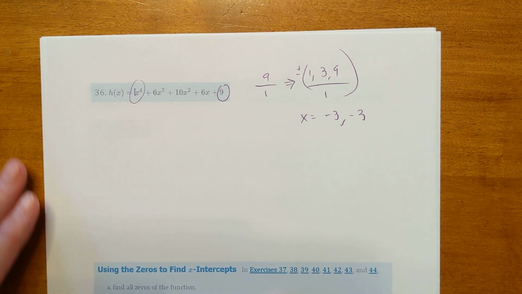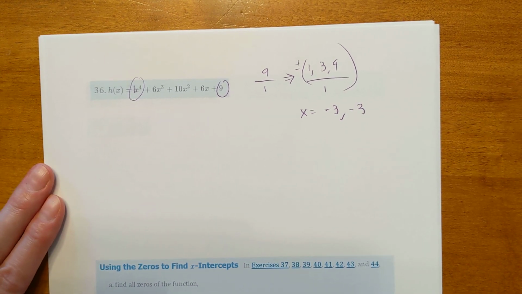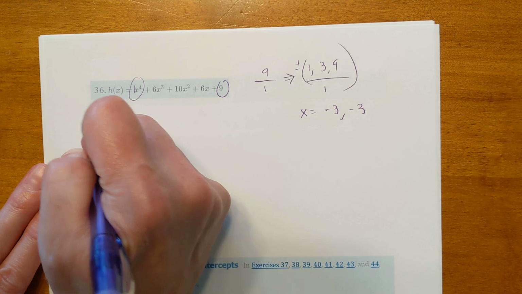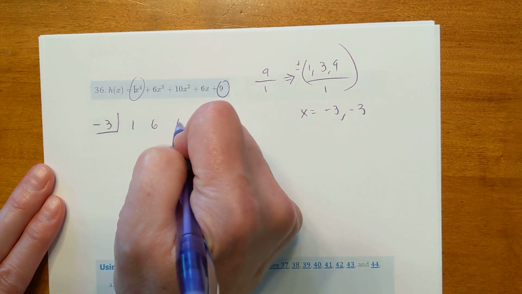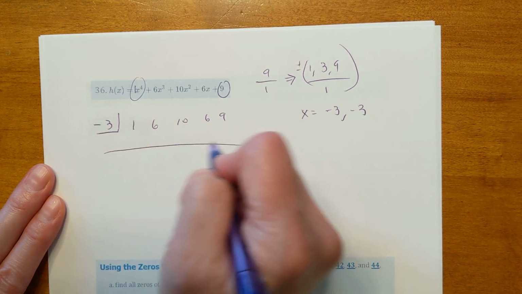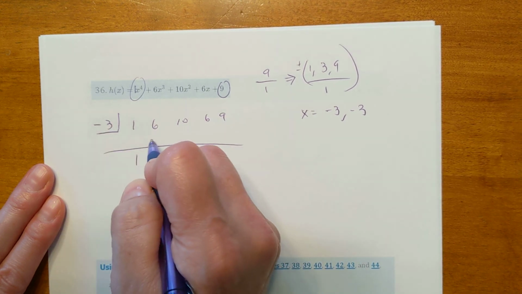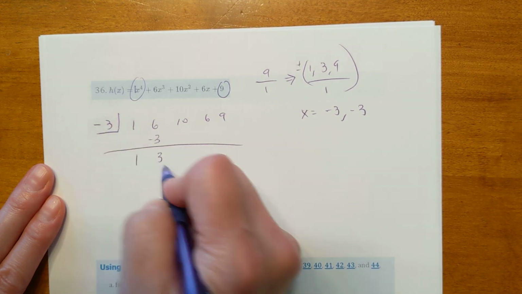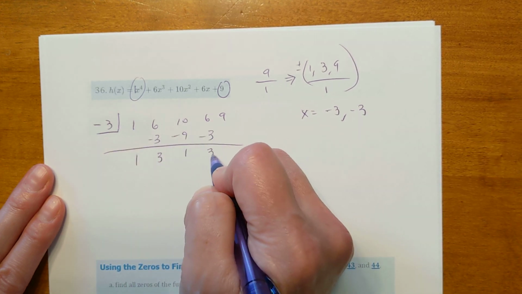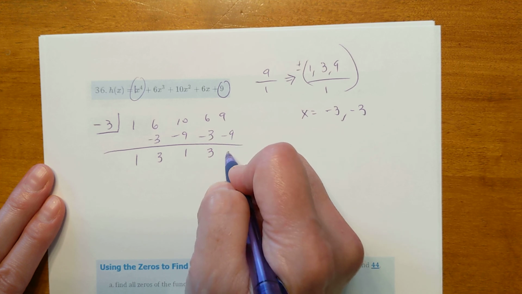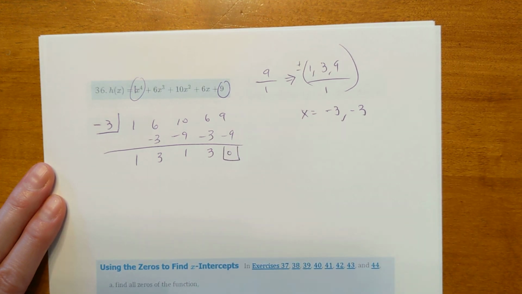All right, so we wanted to write it as a product of linear factors. So what we're going to do is divide out that -3 using synthetic division. So we got 1, 6, 10, 6, 9. Bring down the first one, multiply, add them up, multiply again, add, multiply, add, and then multiply one more time. We got 0. Again, I told you if you don't get 0, you did something wrong. Go back and look at your work.